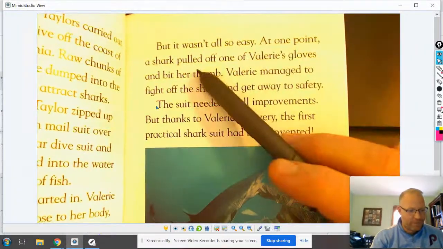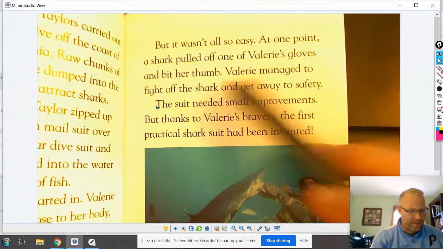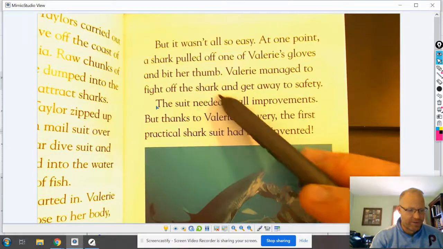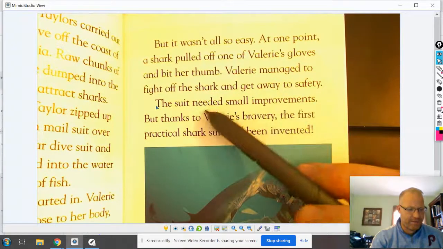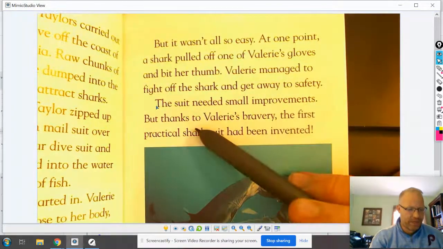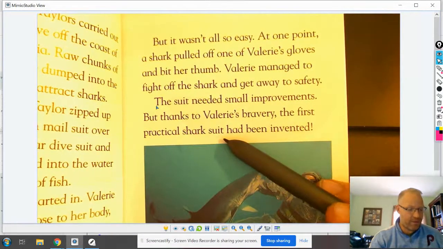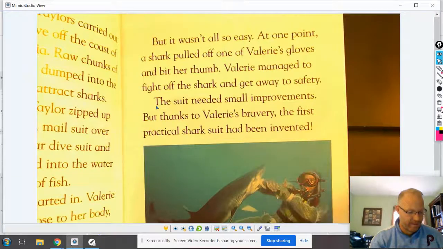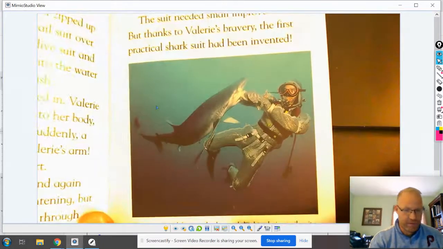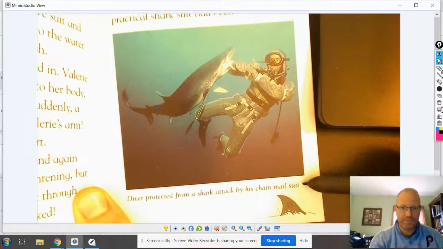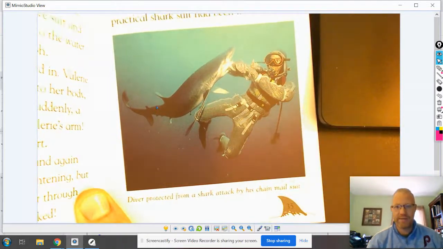At one point, a shark pulled off one of Valerie's gloves and bit her thumb. Valerie managed to fight off the shark and get away to safety. The suit needed small improvements, but thanks to Valerie's bravery, the first practical shark suit had been invented. Here's a diver protected from a shark attack by his chainmail suit. Pretty crazy.